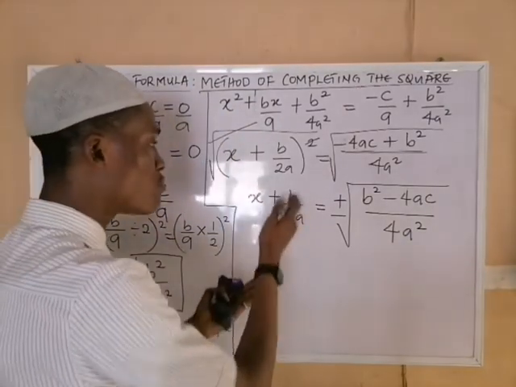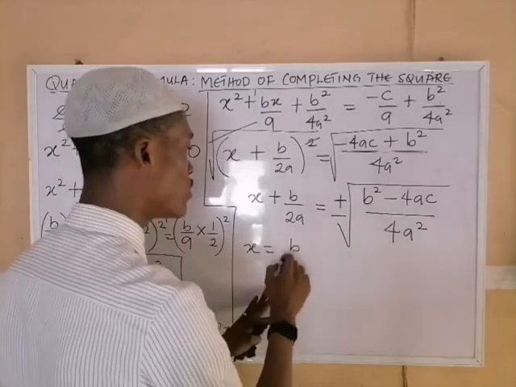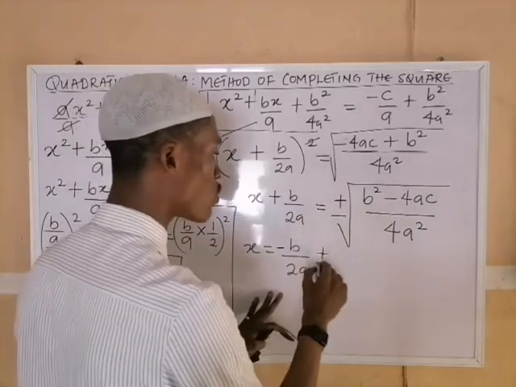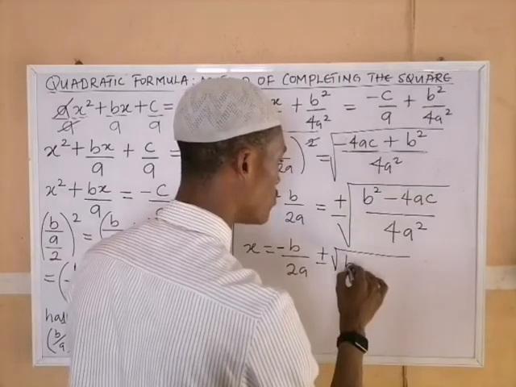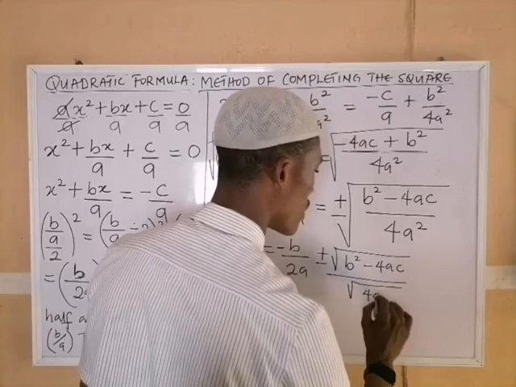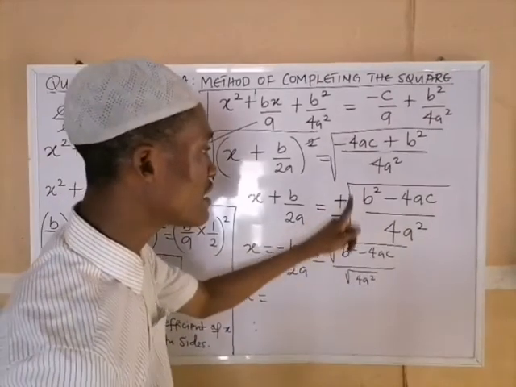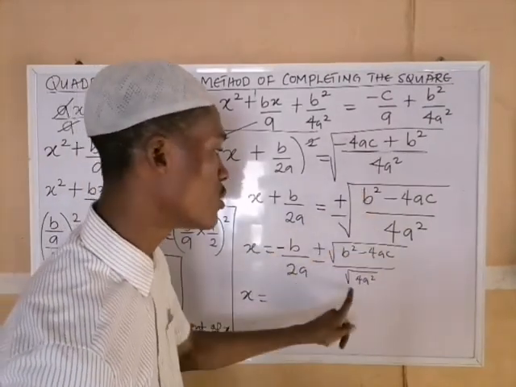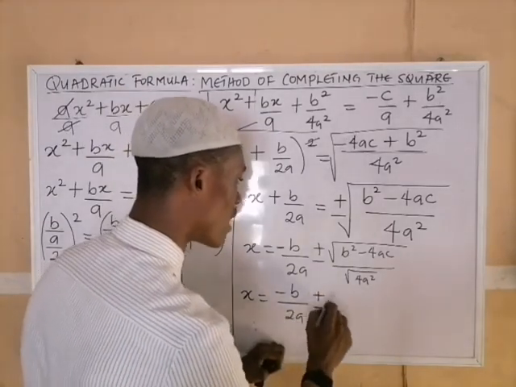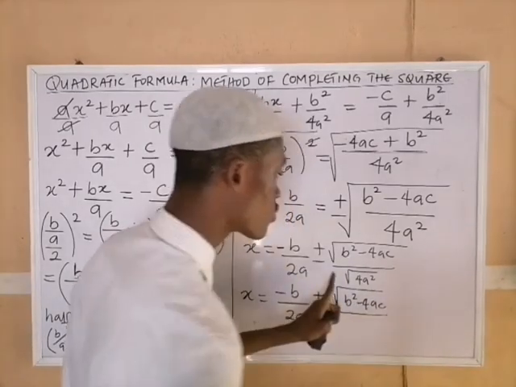So from here, I can bring this b over 2a to this side. You can say I have only my x. So my x is the same thing as minus b over 2a. This plus becomes minus because it crosses this equality bridge. Plus or minus square root of b squared minus 4ac upon square root of 4a squared. So I have my x to be equal to, what I did is I shared this root for both the numerator as well as the denominator. So I'm going to have minus b over 2a plus or minus square root of b squared minus 4ac all upon the square root of 4a squared.